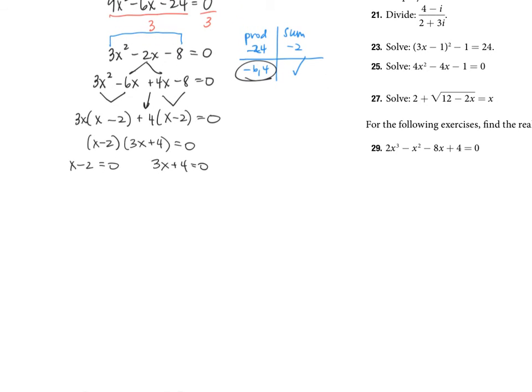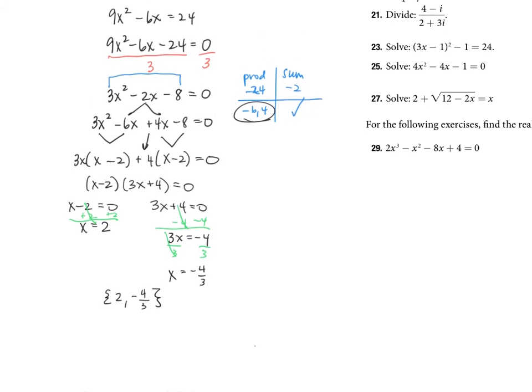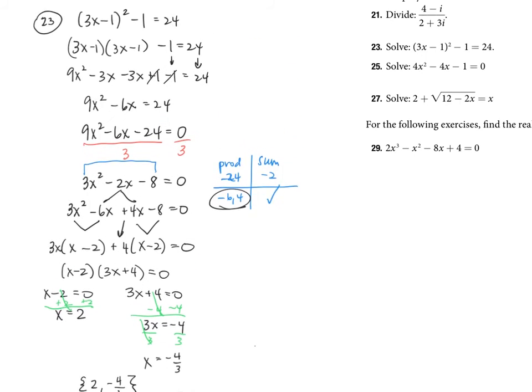So when we do that, we get x equals 2 because we add 2 to both sides, right? And subtract 4, divide by 3. So we get x equals negative 4/3. So our two solutions are 2 and negative 4/3. Okay, so we got our answers and we don't have to do anything else.